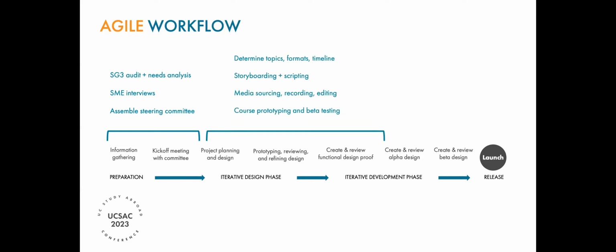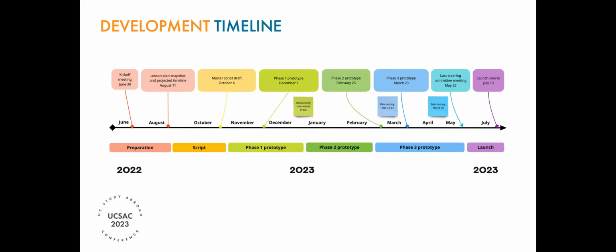You can determine topics, formats, timeline. You start storyboarding and scripting, working with media, and building prototypes and beta testing. And finally, working on a course transcript, which is a companion to any online course, fine-tuning interactions based on beta testing, and implementing accessibility features happen towards the end of the workflow.